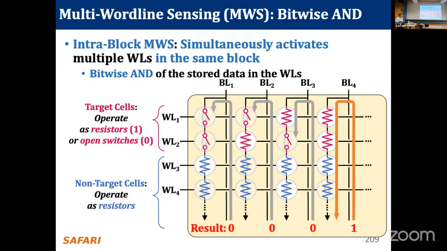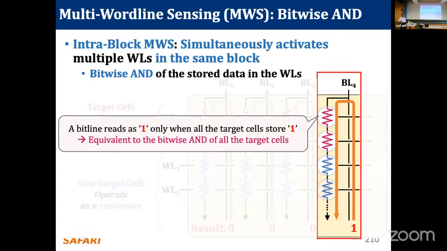So when this happens, current is going to flow through the bit lines. For some of the NAND strings that have open switch cells, the sensing result is going to be zero, because like the open switch, the current cannot flow. But for the ones where all of the cells are operating as resistors, we are actually going to have a sensing of one. So the output of the sense is going to be one only if all of the target cells in the NAND string are operating as resistors. So all of them are one. And this is basically an AND operation, right?